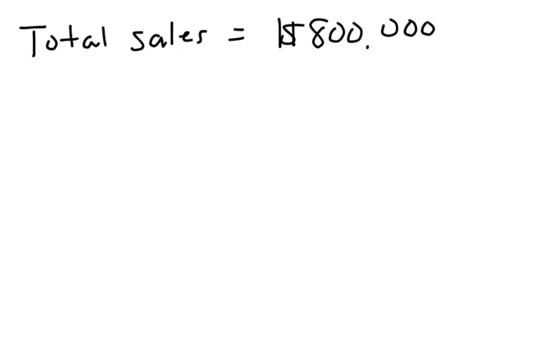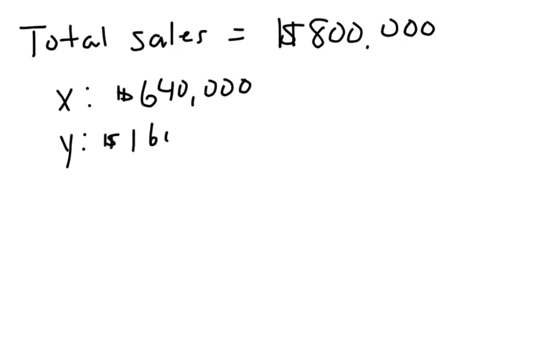So let's say you had total sales equal to $800,000. And you had, to give you some different data, let's say you had product X and product Y. X had sales of $640,000. Y had sales of $160,000. You can use total sales dollars to also determine your sales mix percentage.